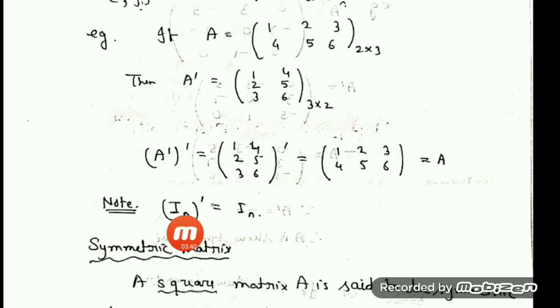And as a note you remember, the transpose of an identity matrix remains as it is. If you take the transpose of an identity matrix, it will not change.